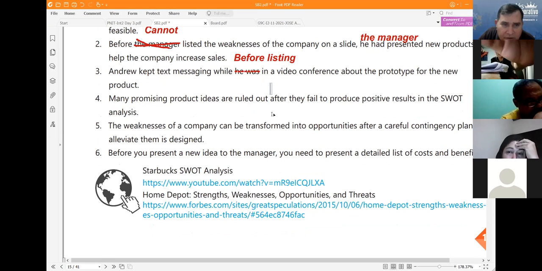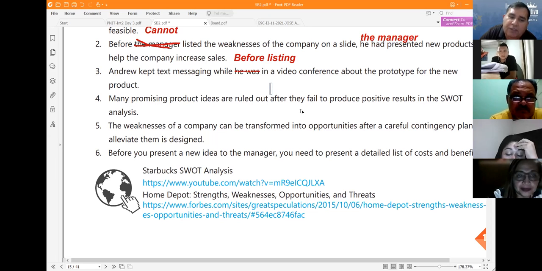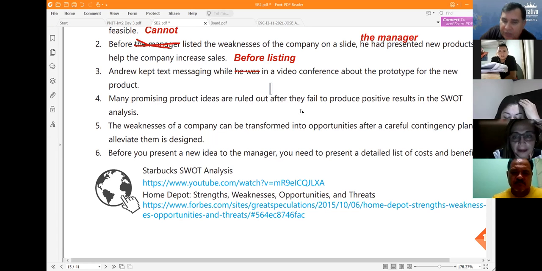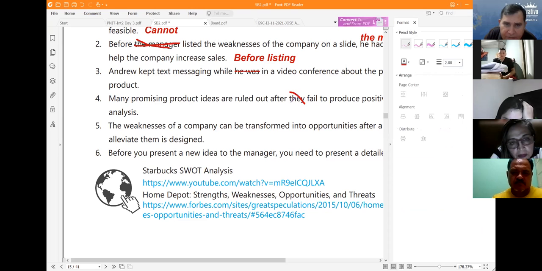Now the next one, number four. Many promising product ideas are ruled out after they fail to produce positive results in the SWOT analysis. My friends, product ideas and they, are they the same subject or different subjects? Same subject. So can we reduce? Yes. What do we do to reduce? Identify the clause marker. What's a clause marker? Here is after. Here is while. Here is before. So here, this one is reduced, not the other one. So what's the first thing that we do? Bye-bye subject.